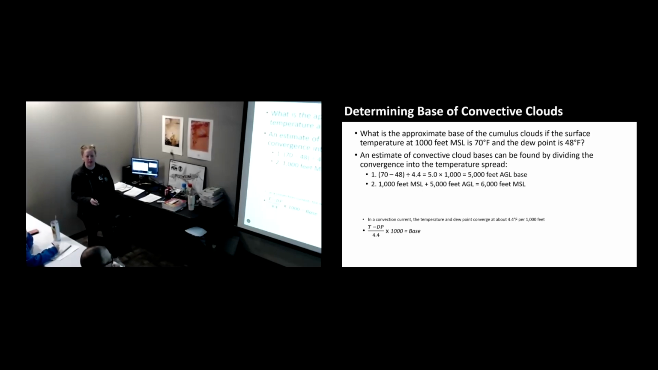How many times have you heard me say that? It is the way that it is. 4.4. So if you remember 4.4, you can probably create this formula in your head. Okay. Equals 5 times 1,000. So we got the 5 from this equation here. Okay. Times 1,000, because that's the temperature at 1,000 feet. Gives us 5,000, which is going to be the base of those clouds. Okay. Practice. Give yourself some things to do. Just practice when you get home. Okay.